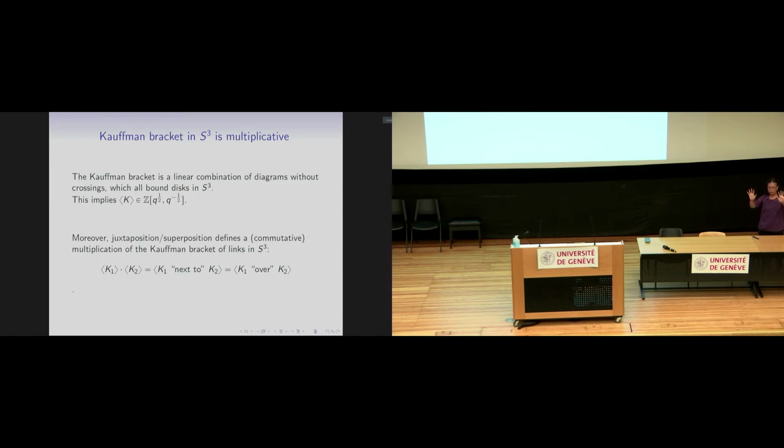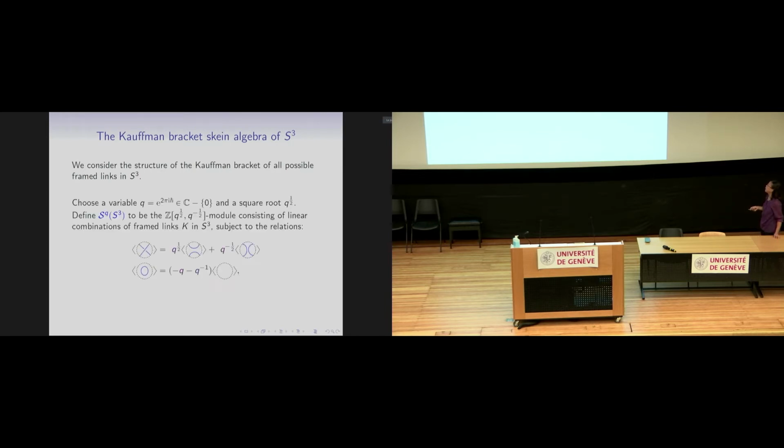If you have two link diagrams and you put them next to each other, this is the same, because of invariance under the Reidemeister moves, as putting them one on top of the other. And moreover, the Kauffman brackets multiply, so there's some kind of multiplication happening. Multiplication of the Kauffman bracket corresponds to this putting next to or on top of operation in topological terms.